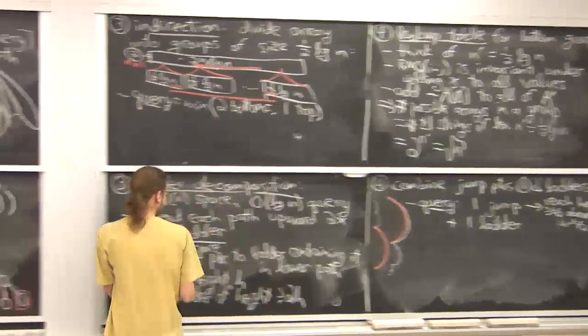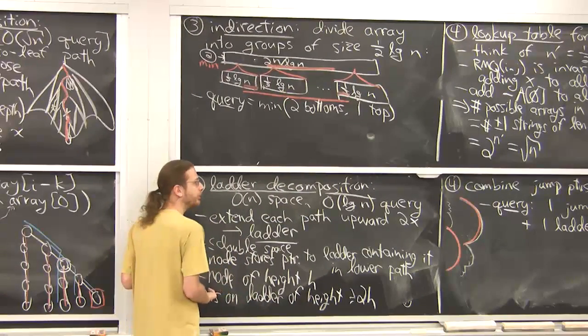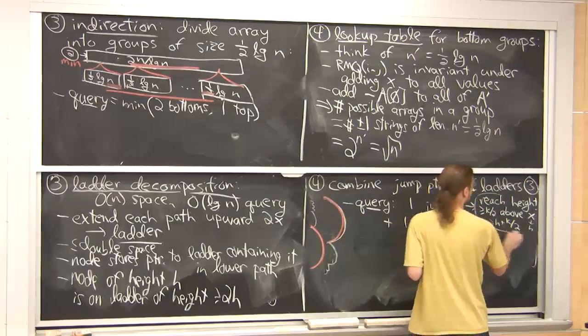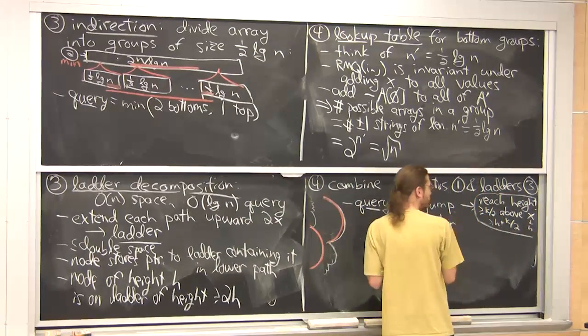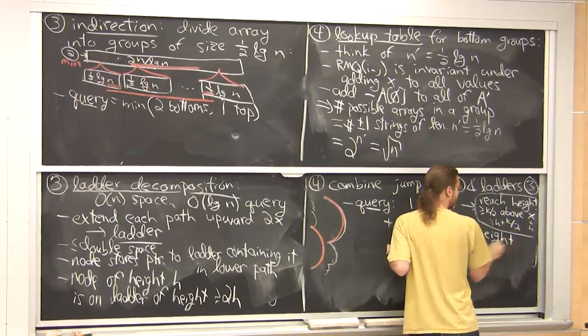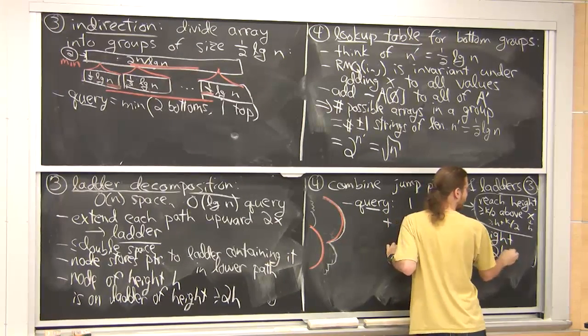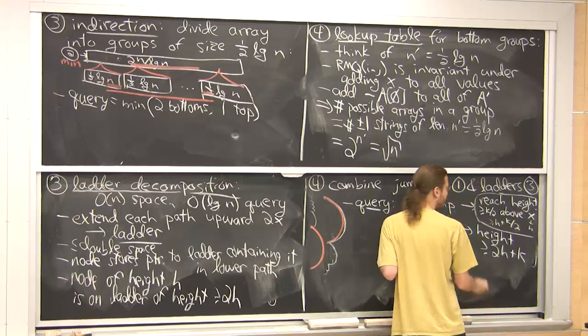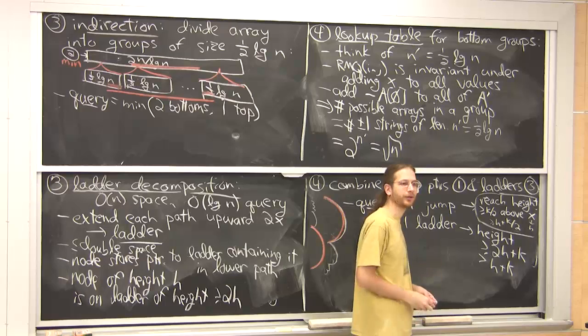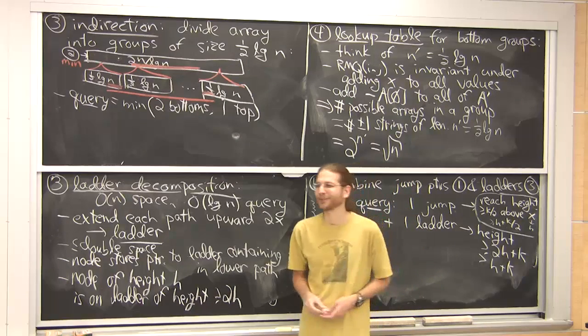Now ladders double your height in every step. So this is the jump step, and then if you do one ladder step, you will reach height double that. So it's at least 2h plus k, which is bigger than what we need. We need h plus k. That's where we're trying to go. And so we're done. Isn't that cool?